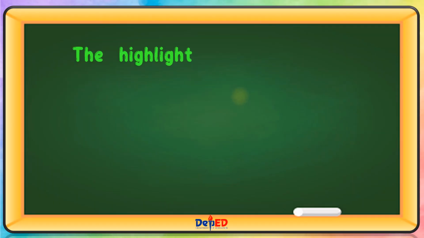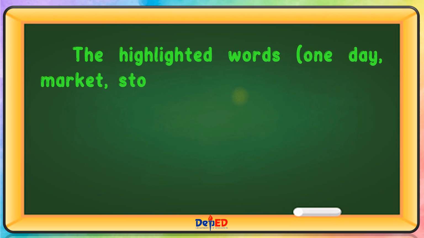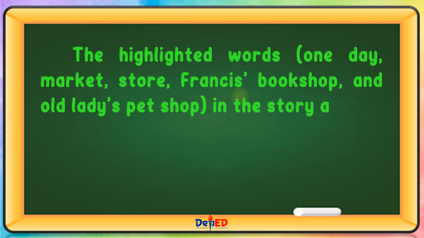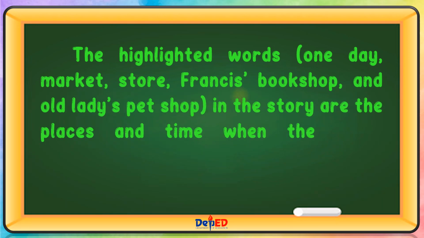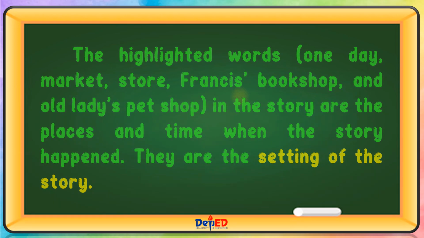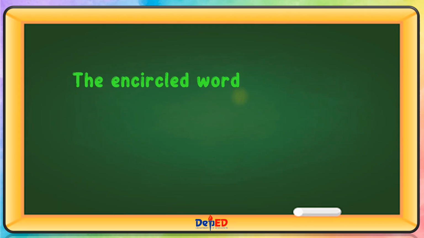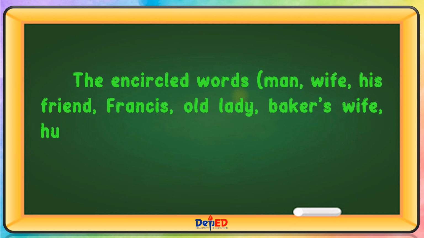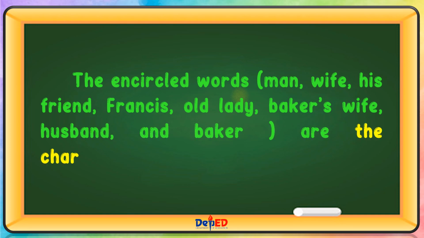The highlighted words: one day, market, store, Francis' bookshop, and old lady's pet shop in the story are the places and time when the story happened. They are the setting of the story. The encircled words: man, wife, his friend, Francis, old lady, baker's wife, husband, and baker are the characters.